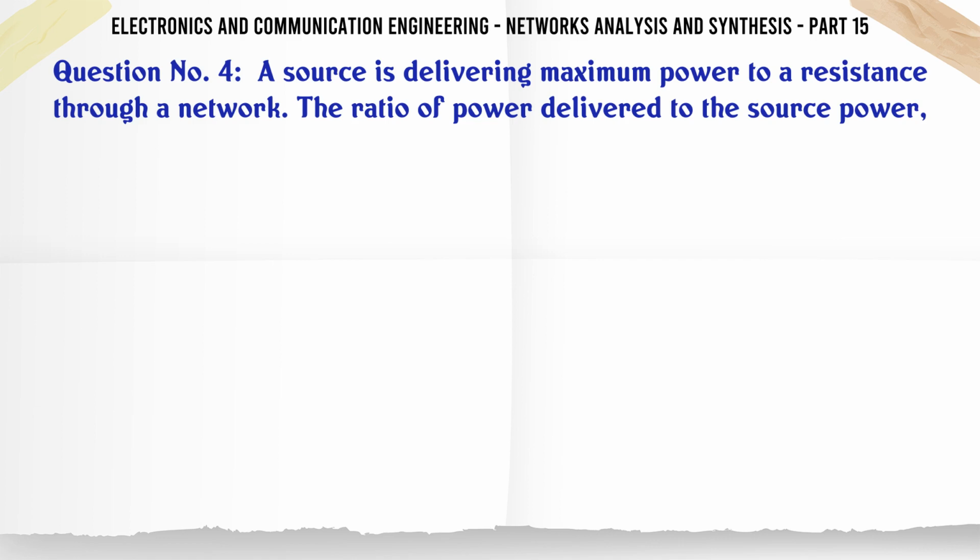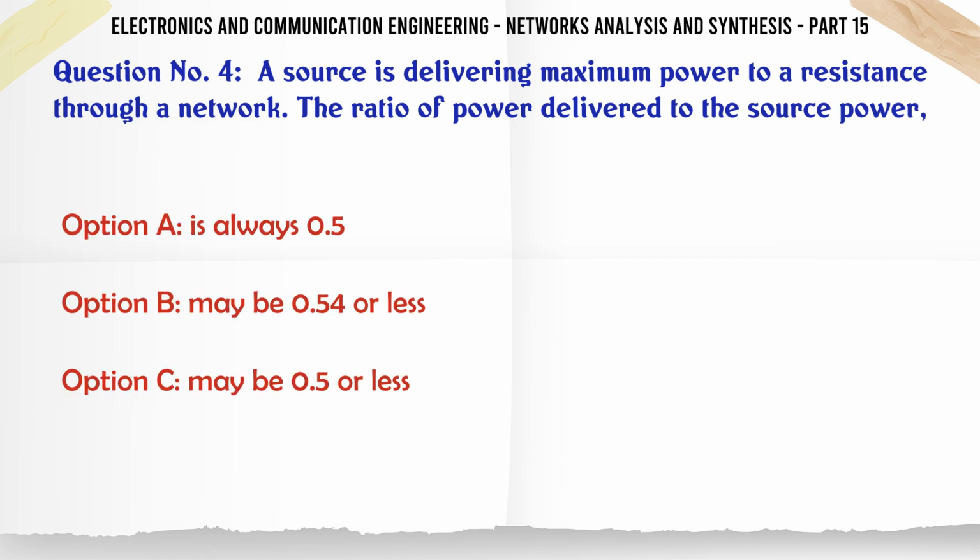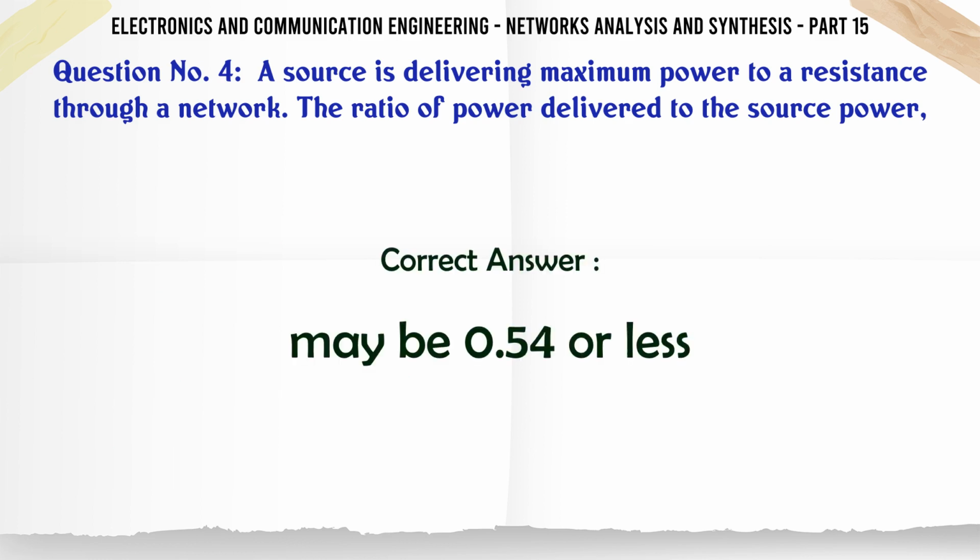A source is delivering maximum power to a resistance through a network. The ratio of power delivered to the source power: A is always 0.5, B may be 0.54 or less, C may be 0.5 or less, D may be 0.5 or more. The correct answer is, may be 0.54 or less.